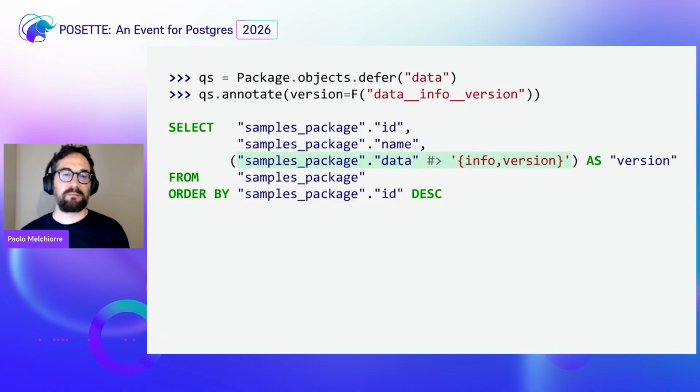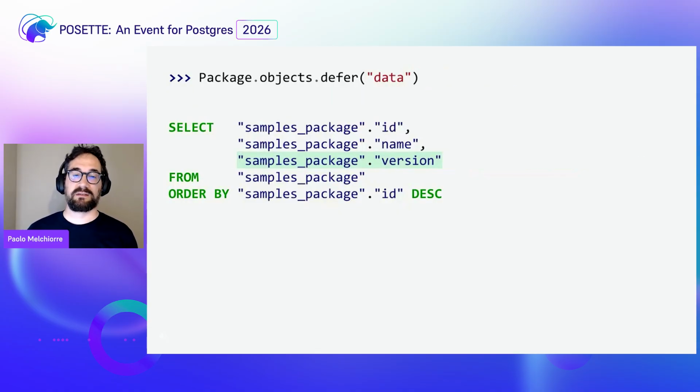So maybe we can implement it using an annotation in the Django ORM, and under the hood we see here in the SQL that we are using only the version, extracting it directly from the JSON field. But if we use the generated field, this is the SQL we will have. It is simpler and also faster.